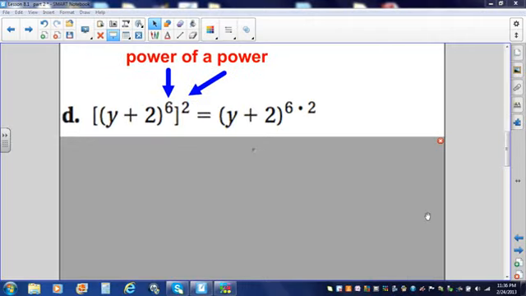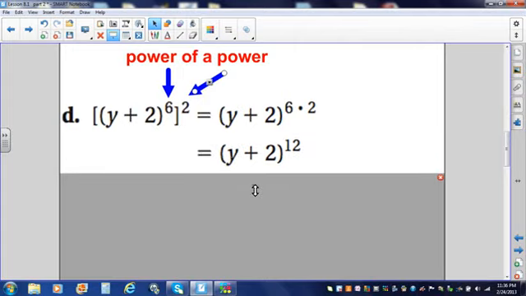Last example. Catchy tune, I know. We have a bracket, parentheses, the quantity, peas and carrots, y plus 2, parentheses, 6, bracket, 2. We have a power to a power, so we're going to multiply. So we're going to do 6 times 2. That's going to give us parentheses, y plus 2, peas and carrots. 6 times 2 gives us 12.